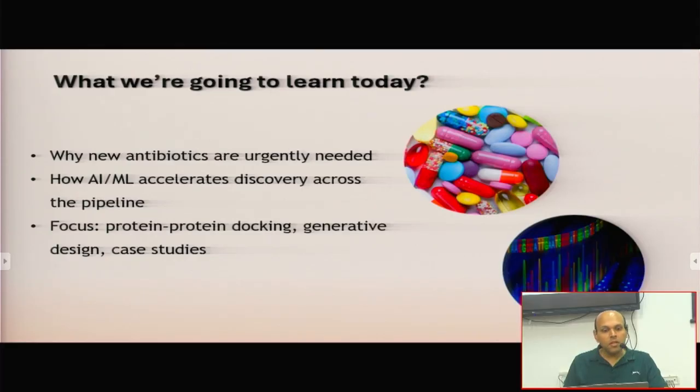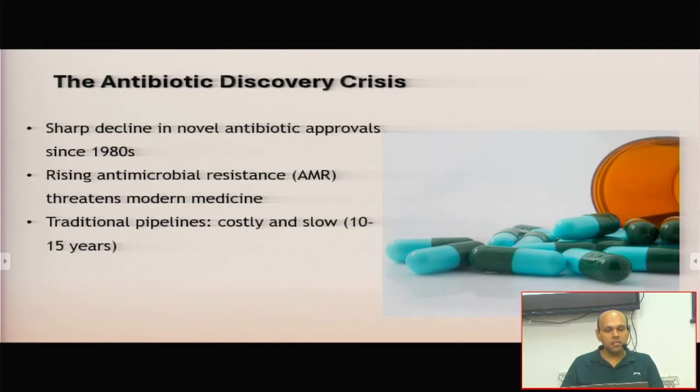So, today we will start with the new lecture on AI, machine learning, and antibiotic drug discovery. What we are covering today is why new antibiotics are urgently needed, how AI ML accelerates discovery across the pipeline, maybe focus a little bit on protein docking, generative designs, and some case studies that have emerged very recently.